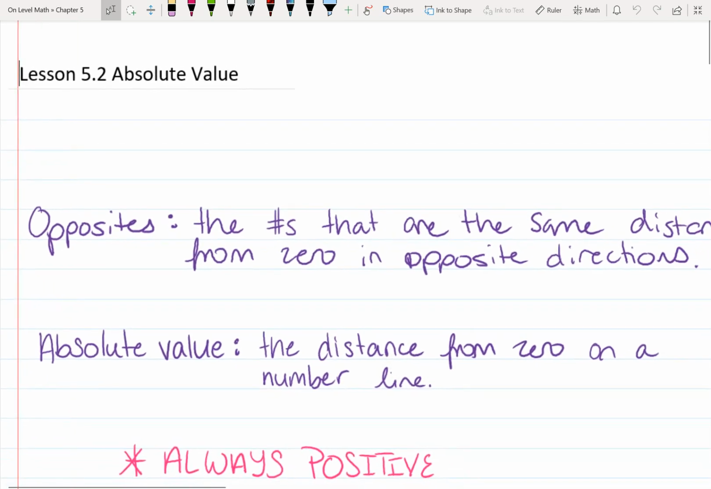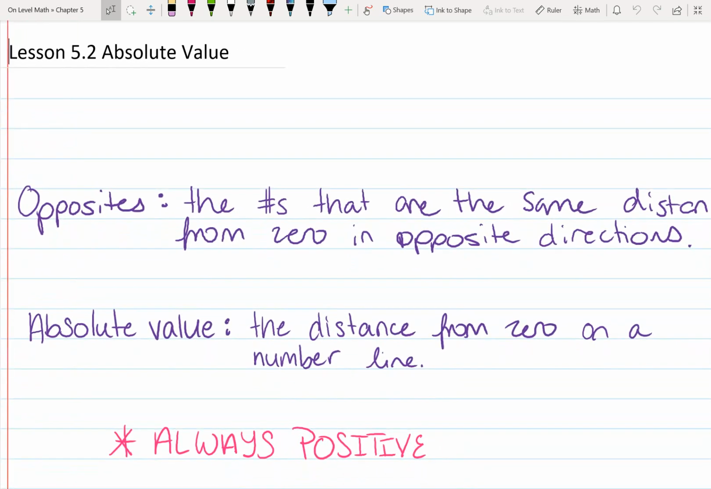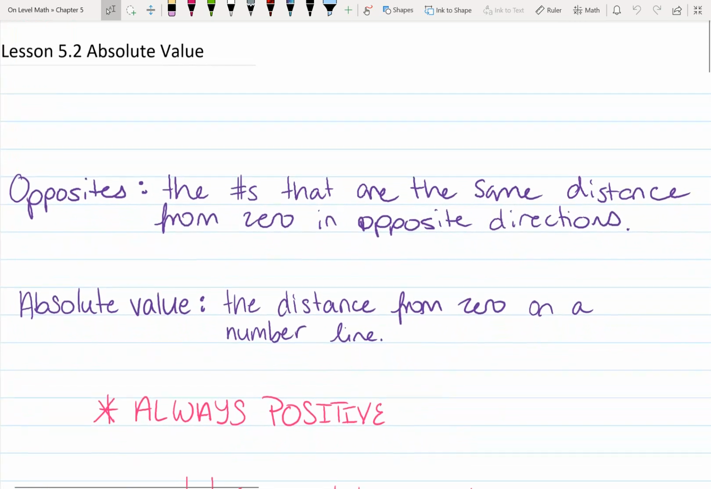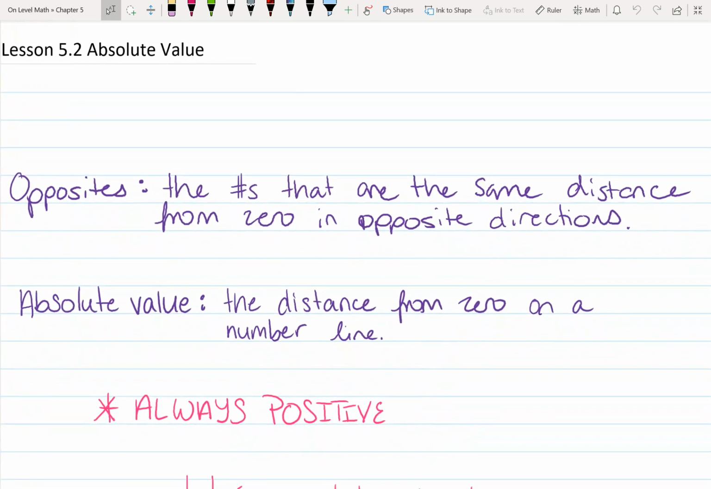Moving on to lesson 5.2, absolute value. So this lesson is pretty short. We only have 2 vocab words that we are working with, opposites and absolute value. Now the term opposites we're probably fairly comfortable with, right?